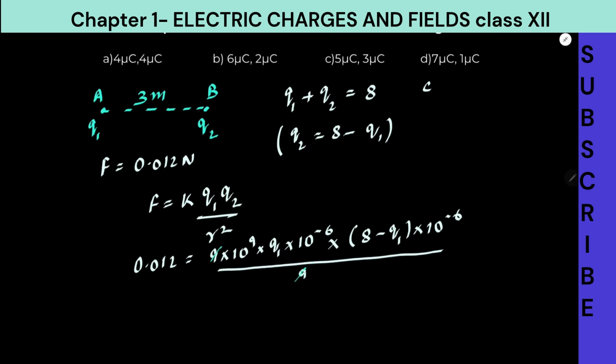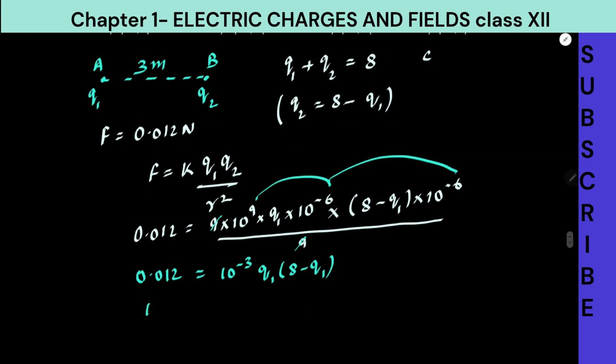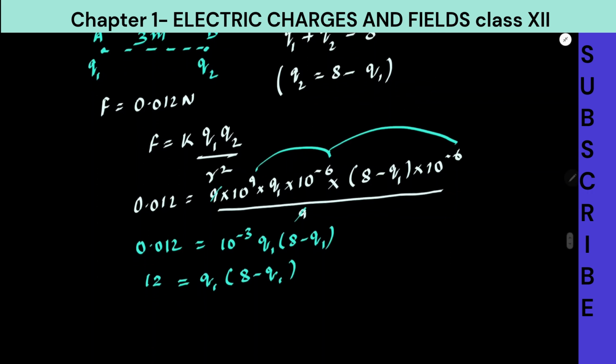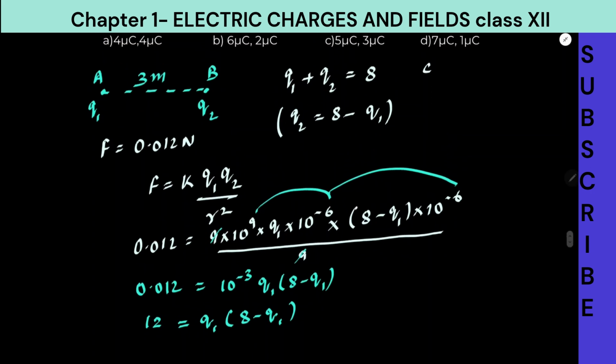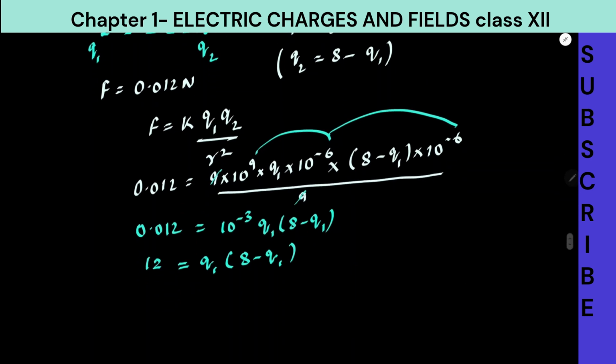So 9 cancels out with this 9, and this will become 0.012 equals 10 to the power 9 minus 6, or directly minus 12, 10 to the power minus 3, Q1 into 8 minus Q1. Correct? Now, let's take 10 to the power that side, it will become 12, which equals Q1 into 8 minus Q1. Correct? Now, think about it. Again, I am saying, think about why I removed that microcoulomb which was sitting here. You can assume some value of Q1 and Q2 and check it. You will get that answer.